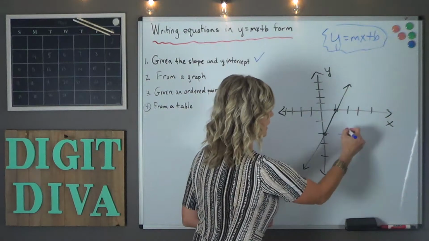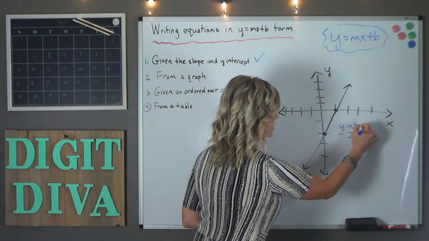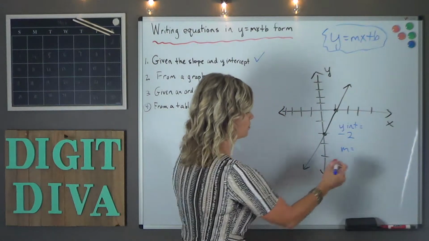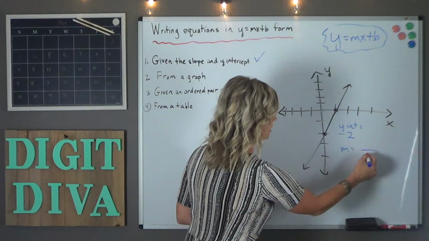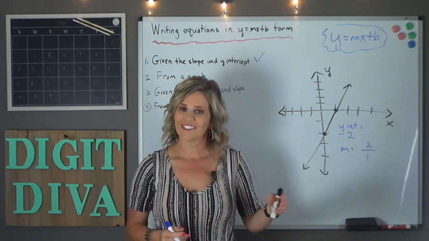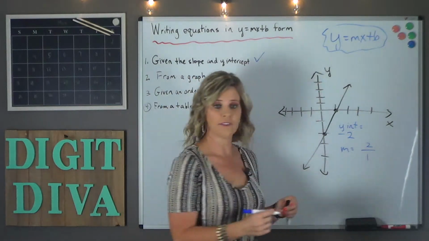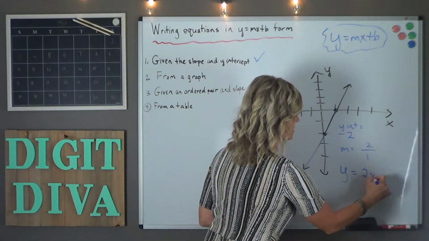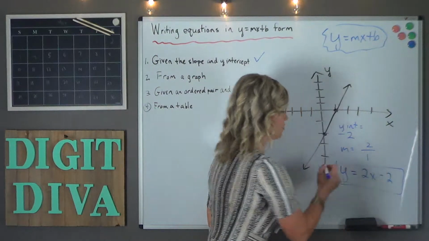So let me write this. The y-intercept is equal to -2. The slope would be equal to, we went over 1 unit and then we went up 2. So we'll reduce that fraction. The slope is 2. 2 divided by 1 is 2. So we have y equals 2x minus 2 for our equation.